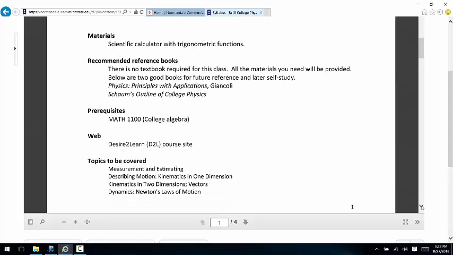The prerequisite for this class, there's only one, and it's college algebra. The funny thing about that prerequisite is almost all the math we do in this class is just regular algebra. That prerequisite of college algebra is mostly an indication of how comfortable you need to be with regular algebra. It's a mathy class, but it doesn't have a lot of real complicated math.